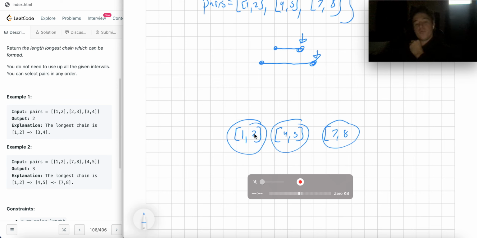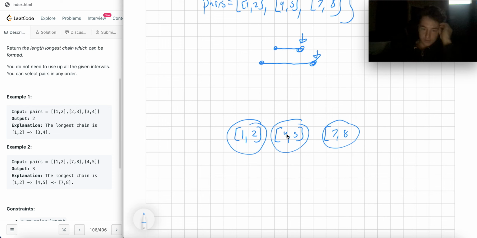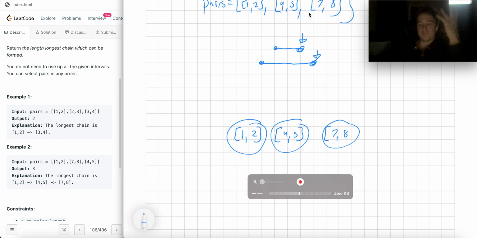4, 5. Can 1, 2 then go to 4, 5? Yes. Why? Because I know that I end after you, because I come after you, because I sorted this. Since the system is sorted, I know that 4, 5 ends after any node to its left ends. So as long as my start time is after your end time, that means I can attach to you.